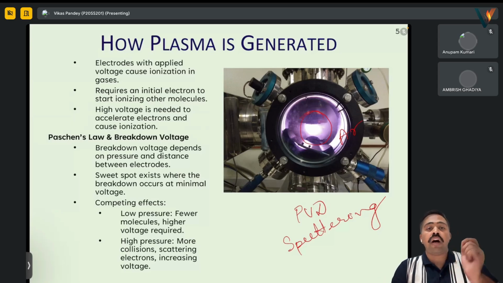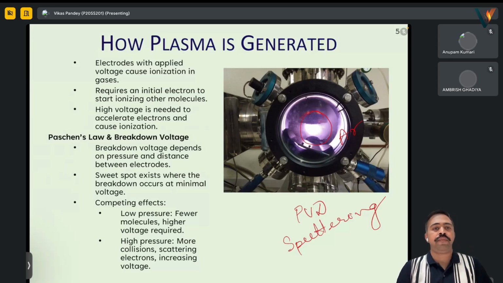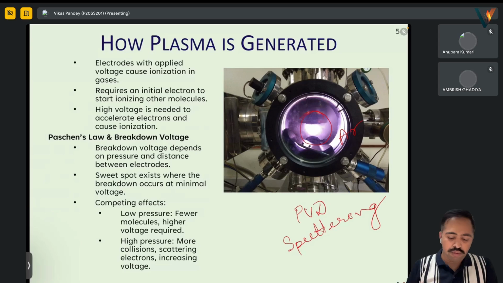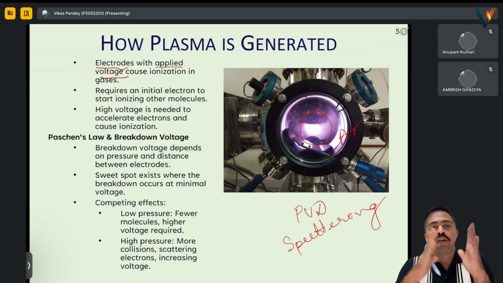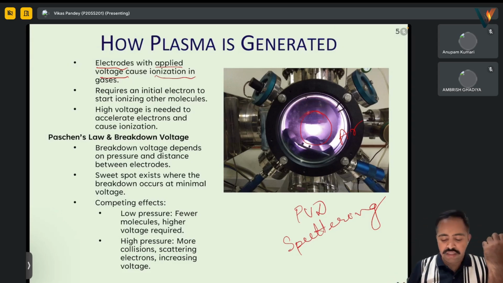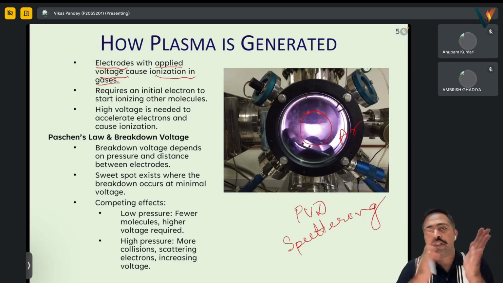Okay, so how is plasma generated? There are electrodes with applied voltages. As we know, when we have a high voltage applied across electrodes, it will cause ionization of the gas that is present in between them.